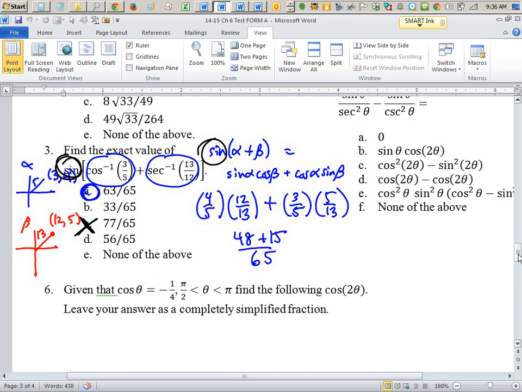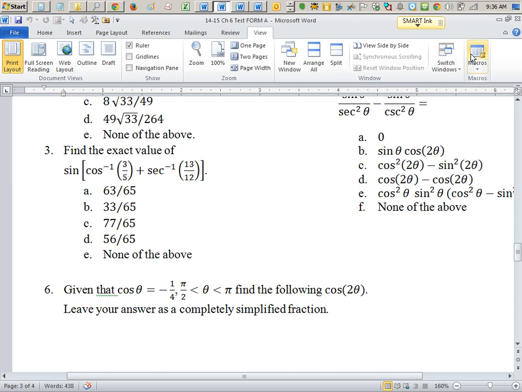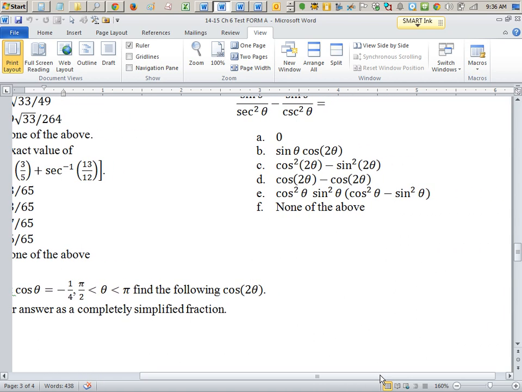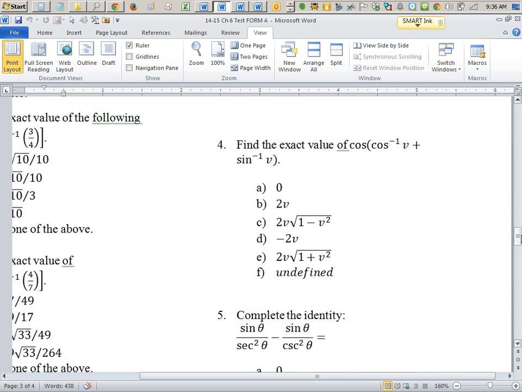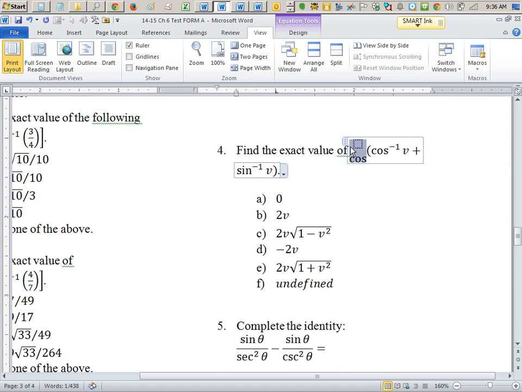Okay, let's go on to number 4, which is actually to the right and up a bit. So let me scroll over. Let's see here. Number 4. Oh, okay, so sorry, this kind of got cut off here. I don't know if yours did, but mine did.